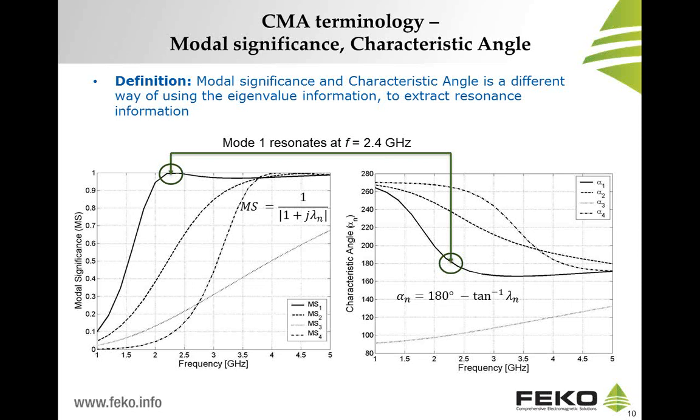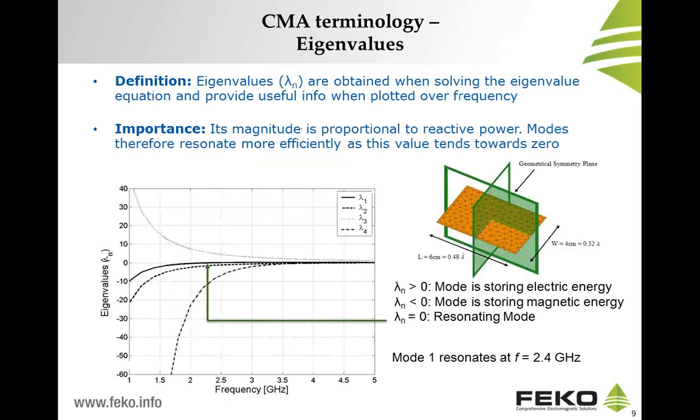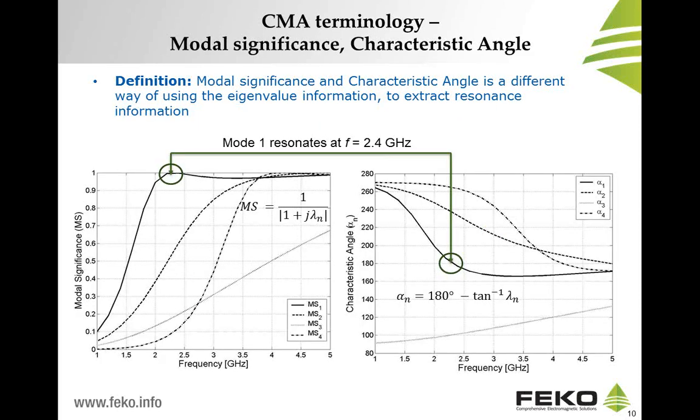But the problem is, if we can just skip back to the previous slide, extracting resonant properties of different higher order modes at higher frequencies might become quite difficult, because now we get graphs like this, where they are quite tightly grouped and we cannot really make any distinctions between them. For this specific reason, other quantities are also defined that allow for a better visualization of the resonating characteristics of the mode. These two quantities are called modal significance and characteristic angle.